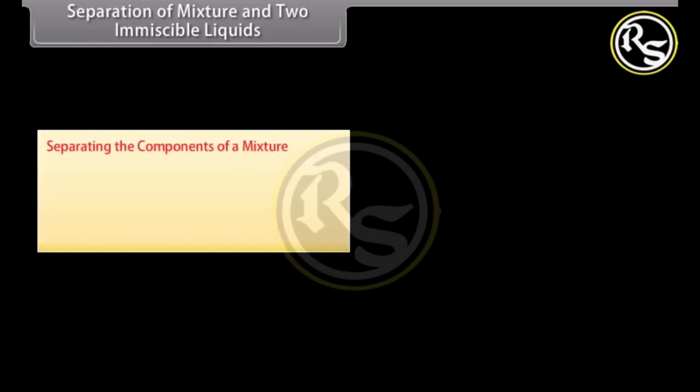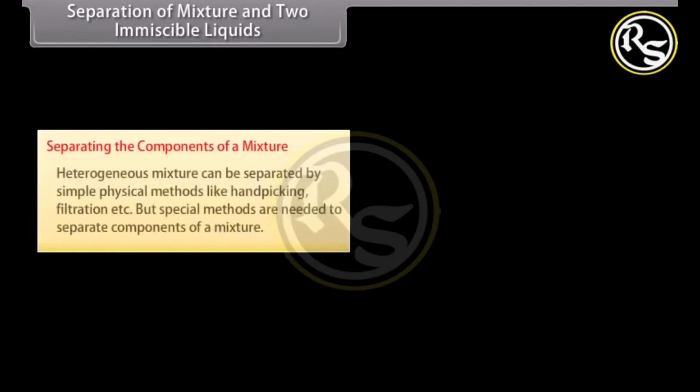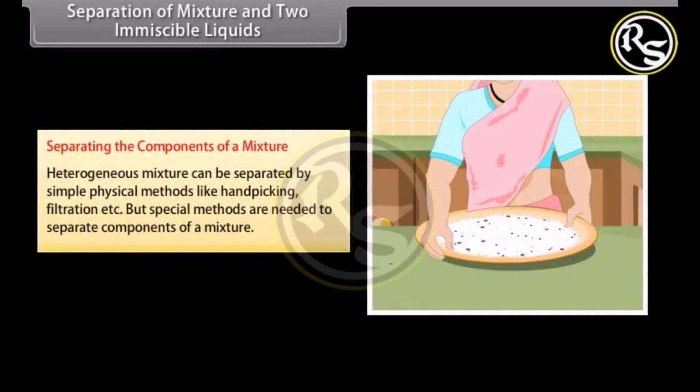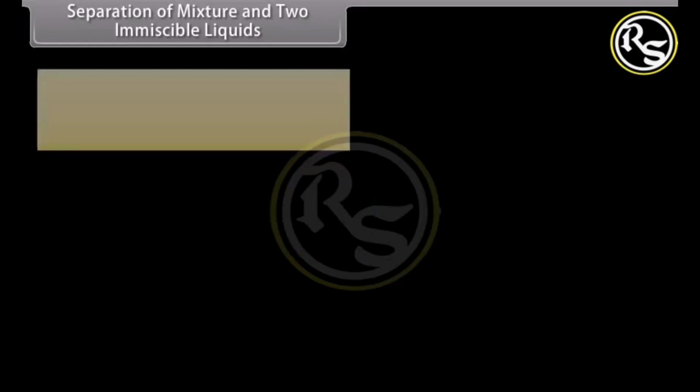Separation of mixture and two immiscible liquids. Separating the components of a mixture. Heterogeneous mixture can be separated by simple physical methods like handpicking, filtration, etc. But special methods are needed to separate components of a mixture. Separation of two immiscible liquids.